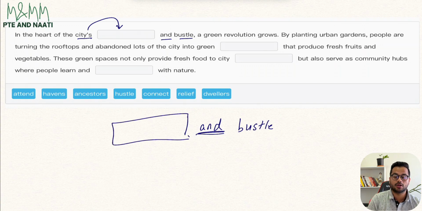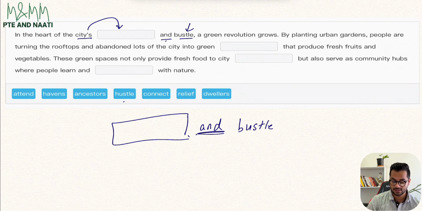We have got a blank over here, so we need to find something similar to the word bustle. Bustle means bustling, it's a positive word, and it's filled. Let's have a look at the different options. Which word could it be? Attend doesn't make any sense. Heavens, again, doesn't really make any sense over here. Bustle means something which is busy and filled with people, so that's what we're looking for. Ancestors means old age, which is again not the correct one.